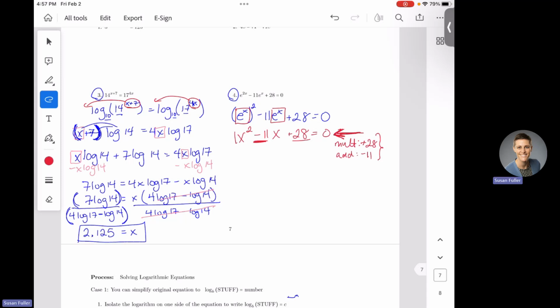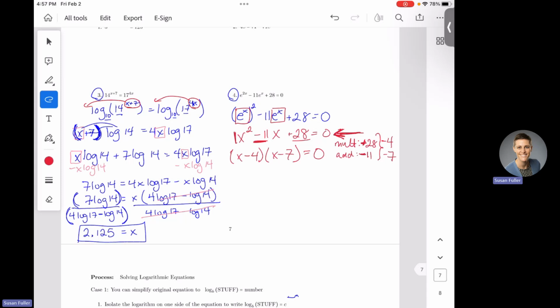Yes, we do, right? 4 and 7 multiply to 28. But to get a positive 28 out of the multiplication, but a negative out of the addition, they both need to be negative. So this is going to be negative 4 and negative 7. So this, because our leading coefficient is 1 here, would factor into x minus 4 times x minus 7, right?